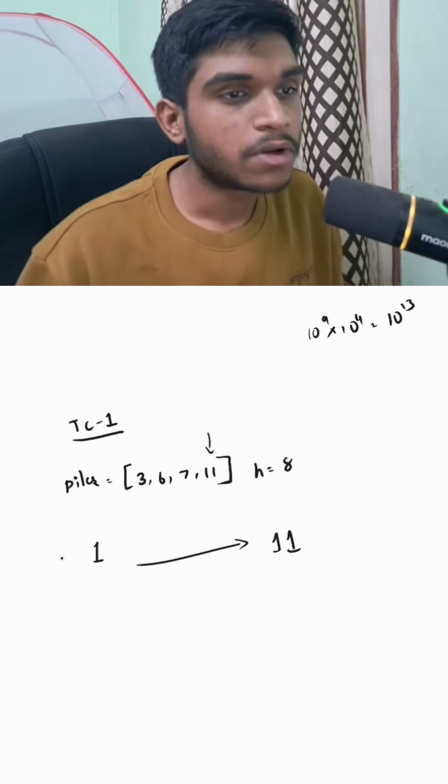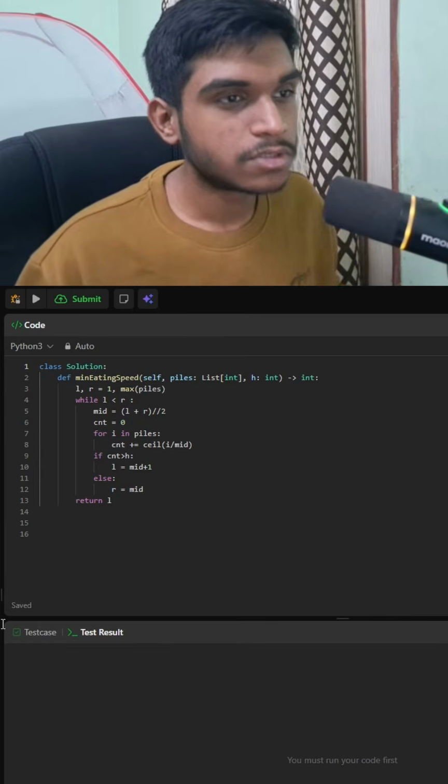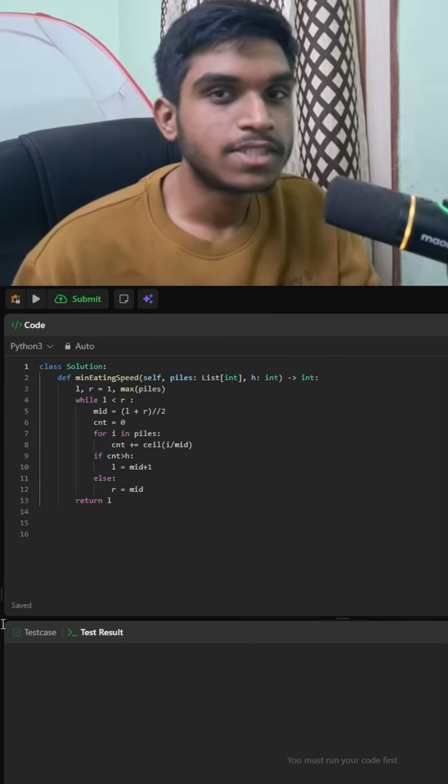To smartly find the best number, we'll use binary search, obviously. So that's the reason we'll use binary search for this question. So now let's see how to write the code for this.